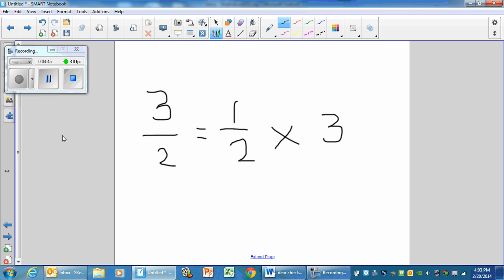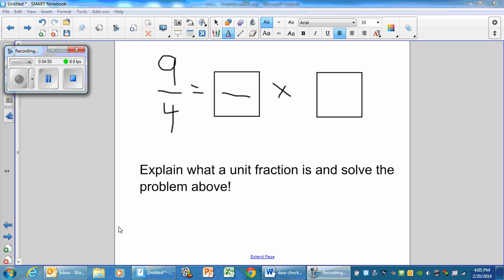I think you guys are ready to do some on your own. Okay, so here's what I want you to do on Edmodo. I want you to answer this problem. 9/4 as the product: what would you multiply? What unit fraction should go here? And then what whole number would you multiply it by to get to 9/4? Then you're going to explain what a unit fraction is. So you have two things to answer on Edmodo. The answer to this problem right here, and what is a unit fraction.